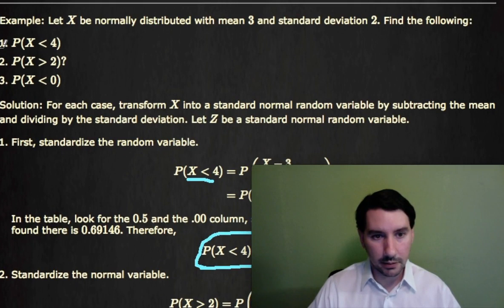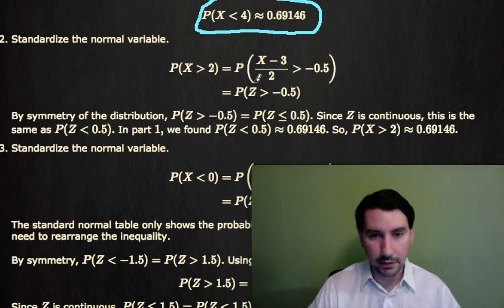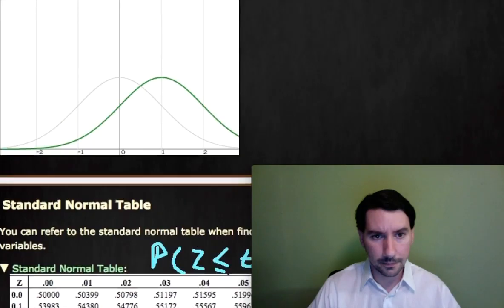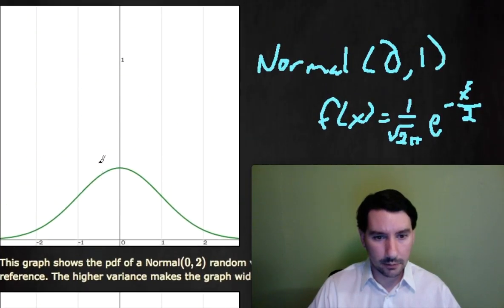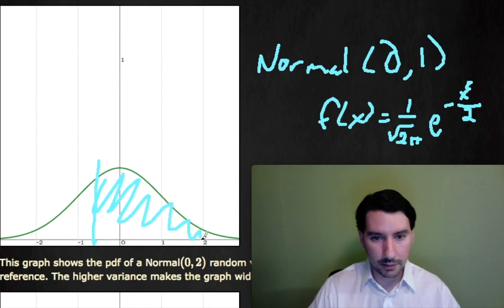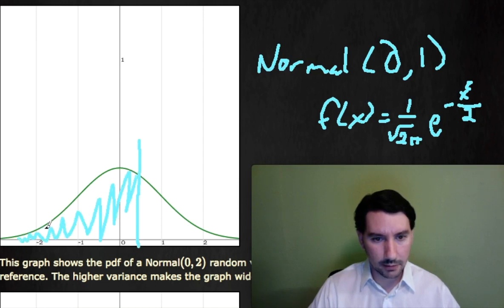Next, that takes care of 1, so we're on 2. The probability that x is bigger than 2. So again, we standardize. The probability x is bigger than 2 is the probability x minus 3 over 2 is bigger than negative 0.5, which is the probability z is bigger than negative 0.5. Now this is a standard normal. So if we go back up to this bell curve, and we look at negative 0.5, and we want the probability that z is larger than that, the area under this curve, we can instead flip that around and look at positive 0.5 and look at the probability z is less than positive 0.5, or the area under this curve, because those two areas are going to be the same by symmetry.